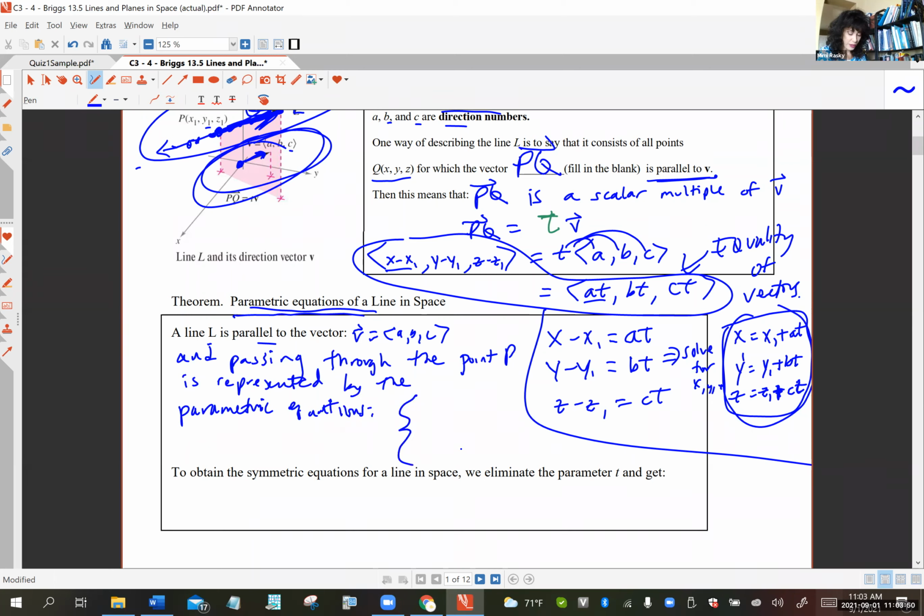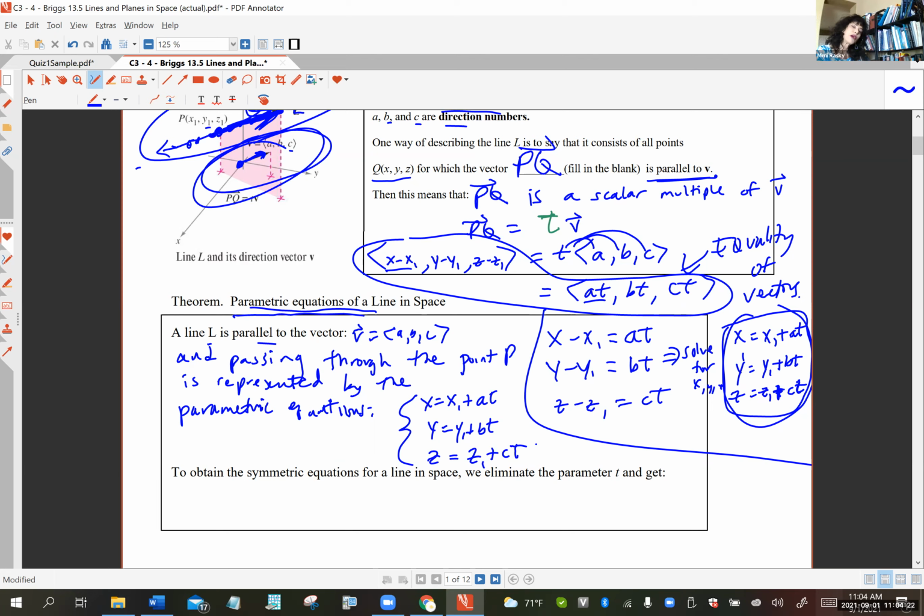And I'm just going to write these 3 with a big curly brace on the left-hand side. That sort of packages them into one package, looking pretty. So x is equal to x1 plus at. I already wrote these down. I'm just writing it down again, at the risk of being redundant. y equals y1 plus bt, and z is equal to z1 plus ct. So those together, taken as a group, are the parametric equations for one line.